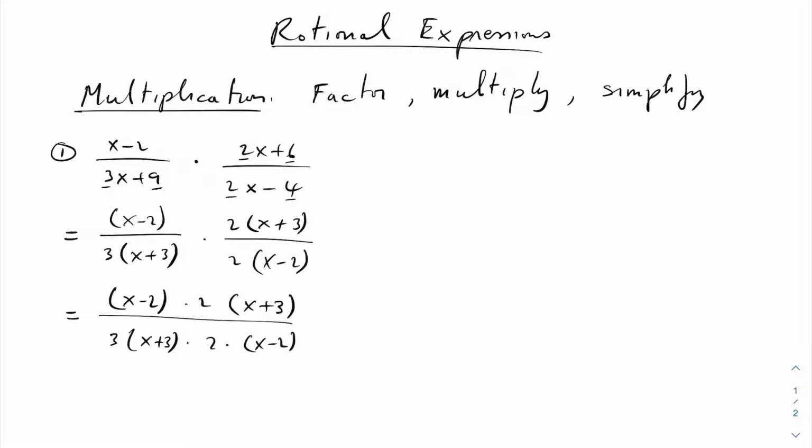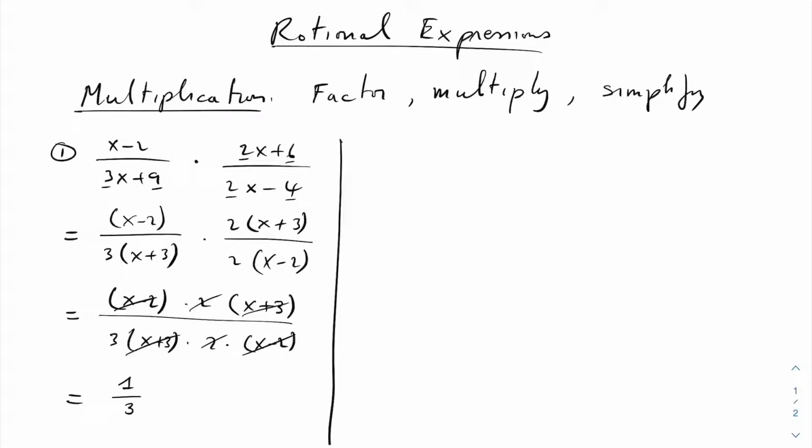So step 3, we can go ahead and simplify every common factor that the numerator and the denominator have in common. And so we're going to have x minus 2 and x minus 2 gone, 2 and 2 gone, x plus 3 and x plus 3 gone. So everything is gone from the numerator, and so all you have left there is 1, and then for the denominator you have 3. Our final answer here is going to be 1 over 3.